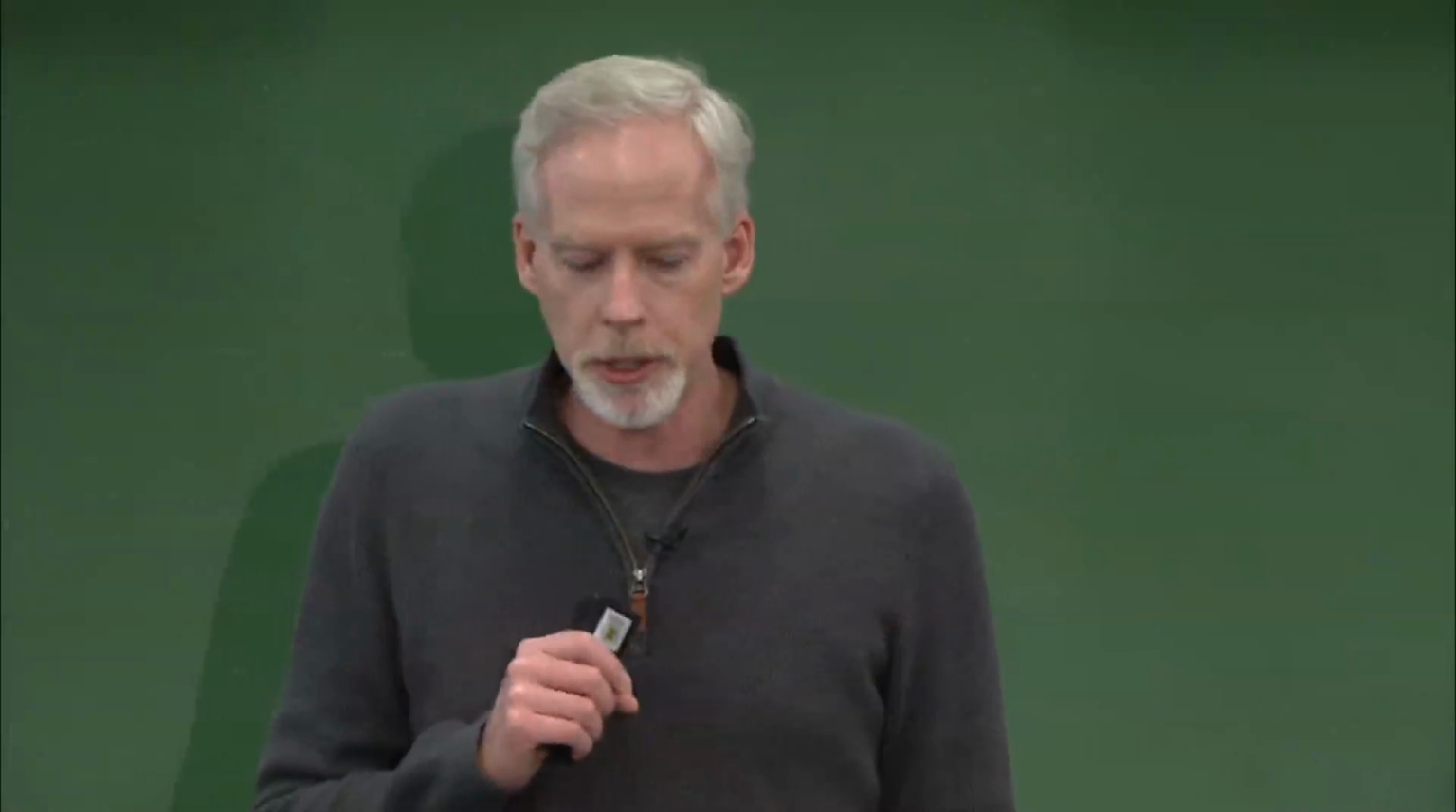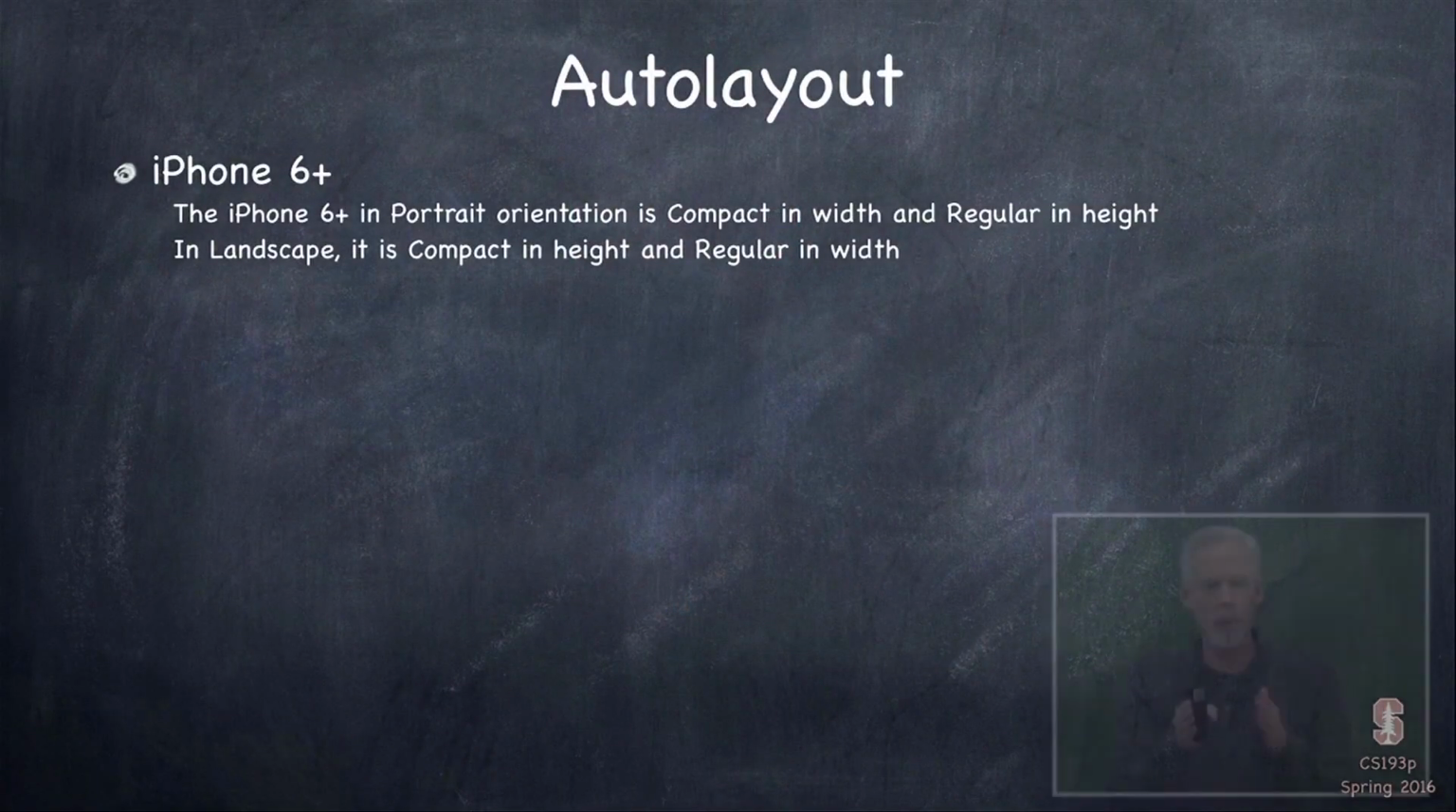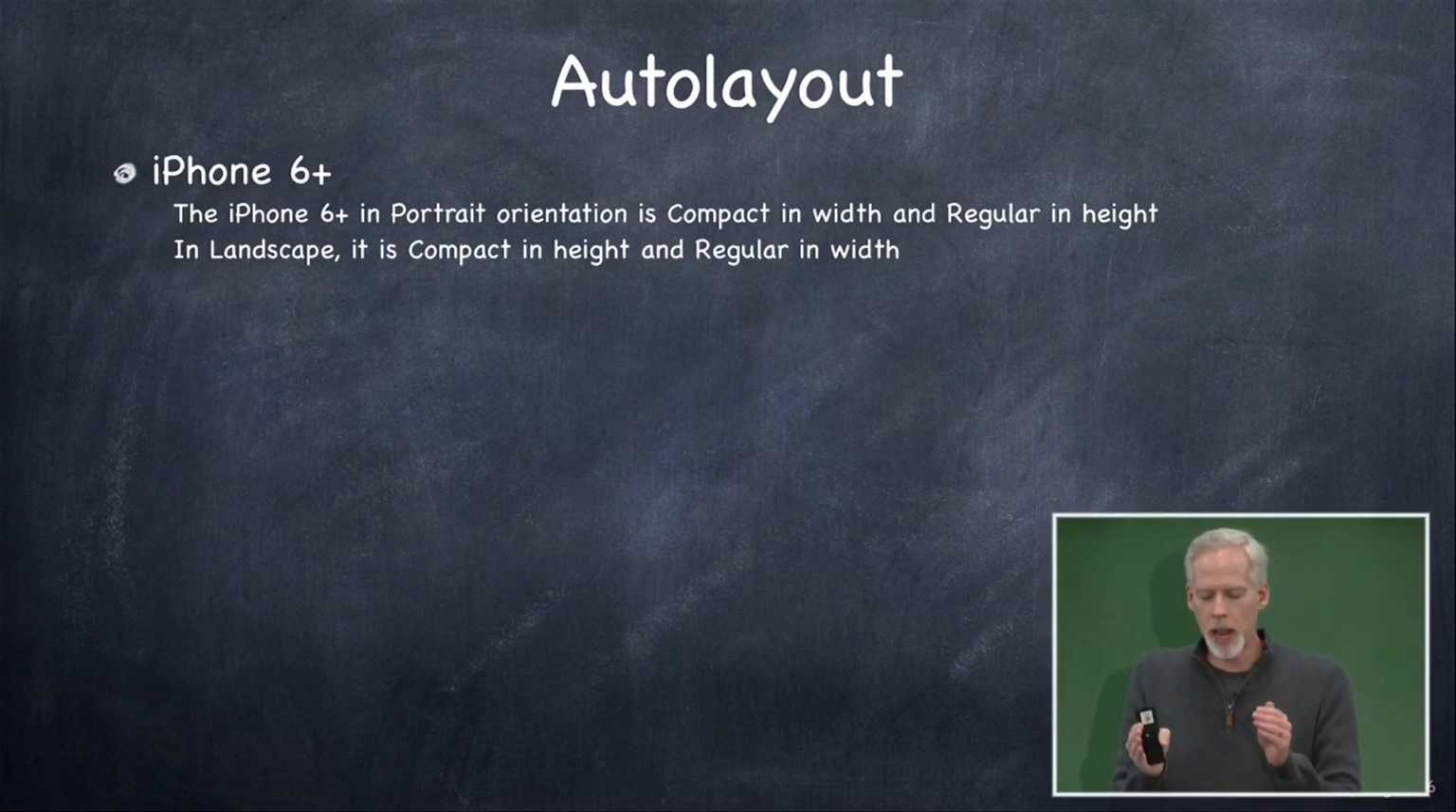Getting all the different kinds of aspect ratios and things for all the devices to fit into compact and regular is not a perfect fit, but here's a general idea of how these fit. So the iPhone 6 Plus, in portrait, when it's standing upright, is compact width, regular height. Makes perfect sense. When you go to landscape, now it's compact height, regular width.